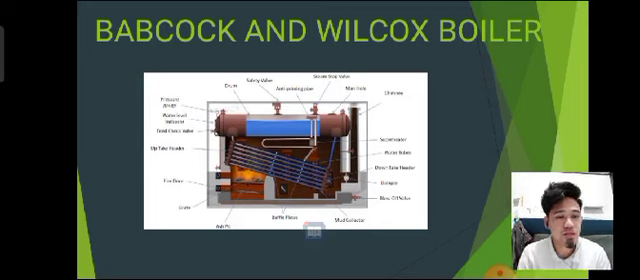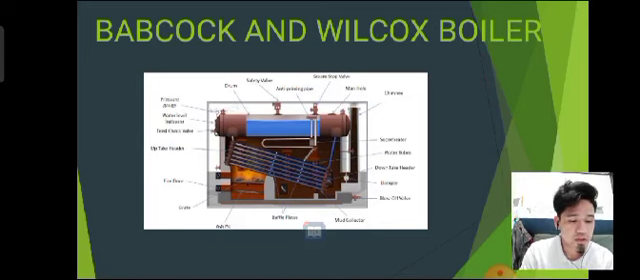Babcock and Wilcox boiler. This is the largest boiler. The capacity is 20 to 40 tons per hour, and pressure can vary between 11.5 to 17.5 bar. This is a water tube boiler, not a fire tube boiler. There is a bank of tubes in this boiler, and the tubes are inclined at a certain angle.